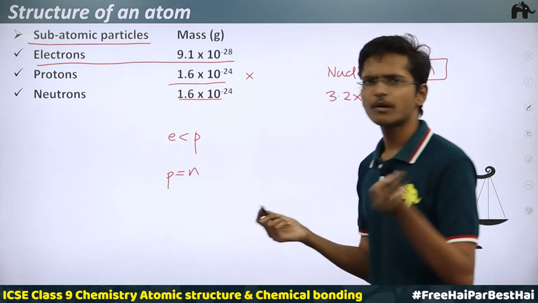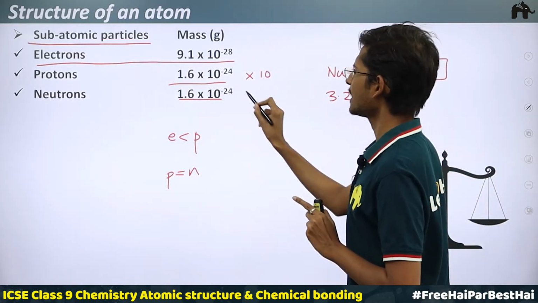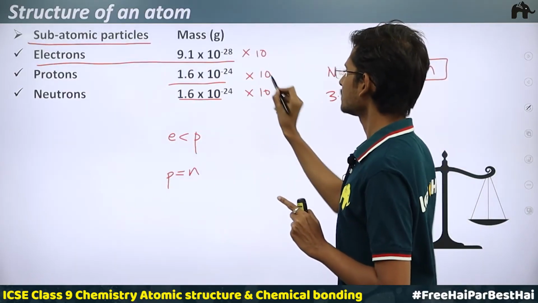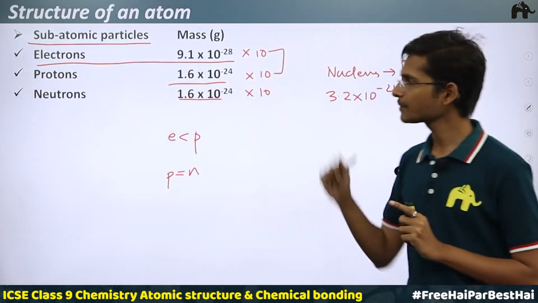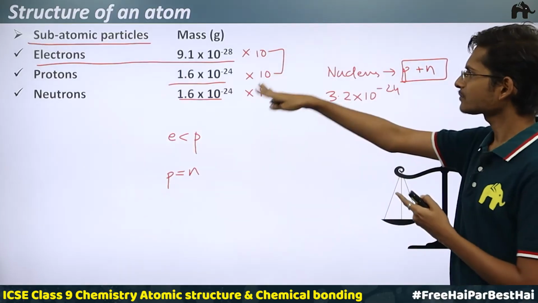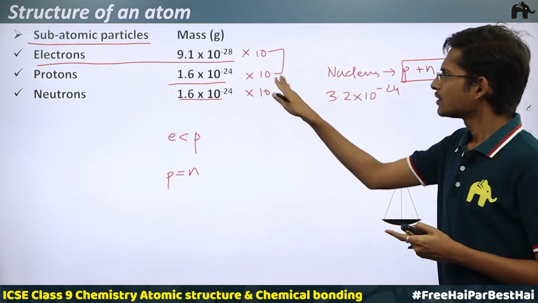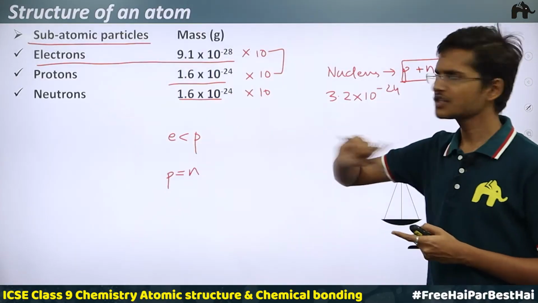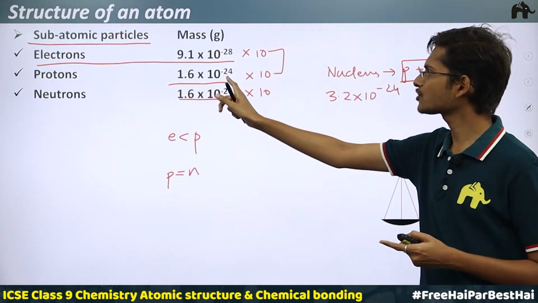Or suppose I am talking about 10 protons. Suppose my atom is having 10 protons and 10 neutrons, and obviously if there are 10 protons, there should be 10 electrons. We will see about it later. So if I multiply this, 1 proton's mass is this much, and the mass of 10 protons would be 1.6 into 10 raised to minus 23.